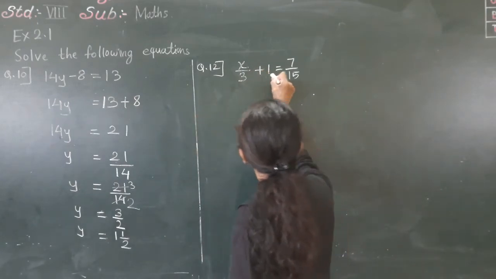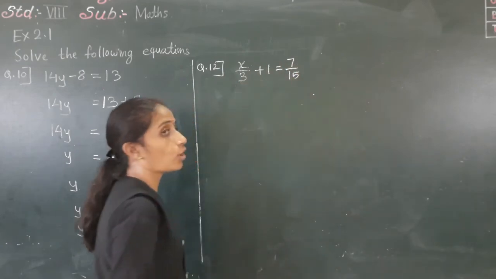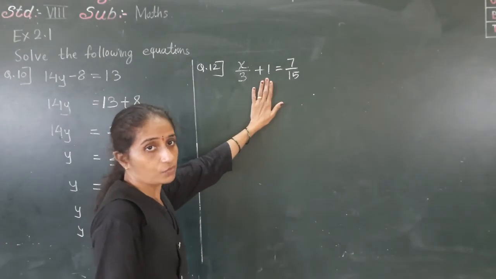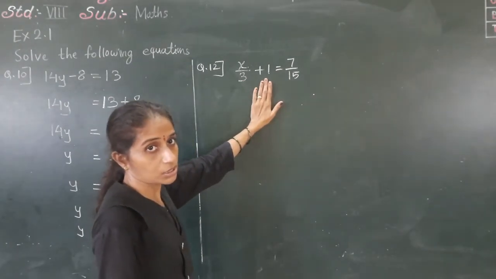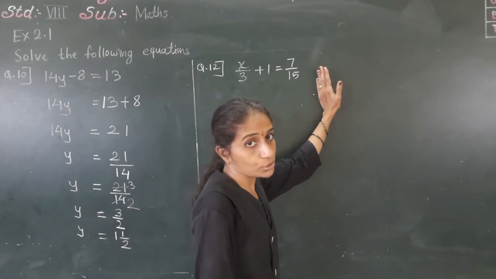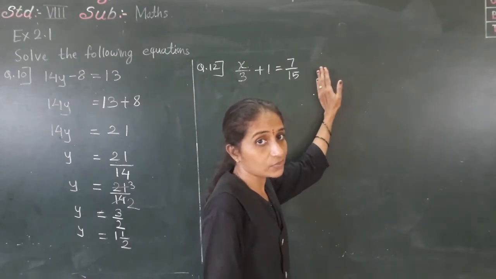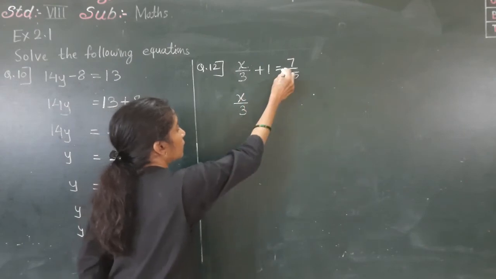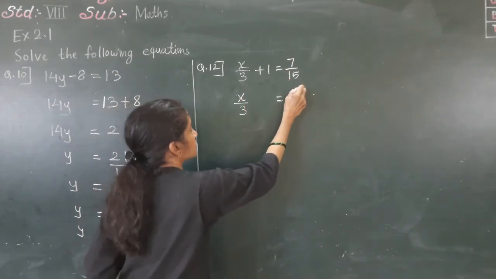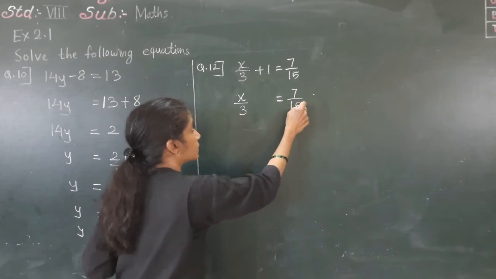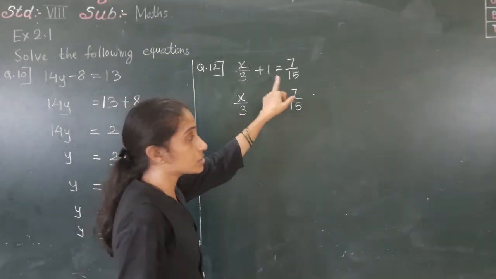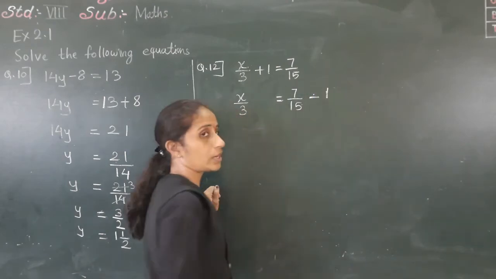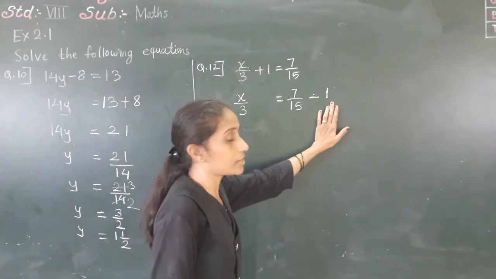X upon 3 plus 1 is equal to 7 upon 15. Now which is alone? 1 is alone. 1 is plus here. If we transfer it to the right hand side, it will become minus. See, x upon 3, now write the equal to sign as it is, and 7 upon 15 also as it is. Now 1 is plus here. If we transfer it to this side, it will become minus. So minus 1. Okay. So have you understood how we got minus 1?